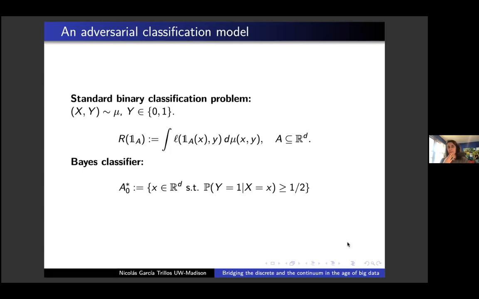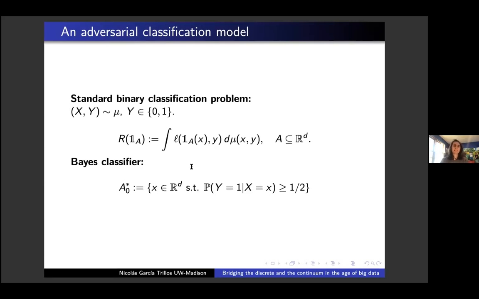And you want to pick this set or this classification rule in such a way that you minimize some average misclassification error. Okay, so this L here will denote 0-1 loss. So if your classification rule agrees with the true label of your data point, then the loss is 0. Otherwise, if there is disagreement, then the loss is 1. And then you're trying to minimize the average misclassification.